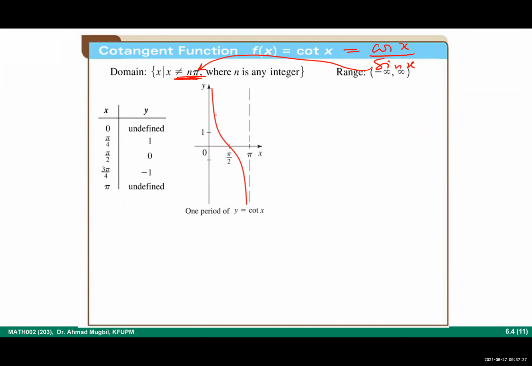And here we are. Look, it looks different. You need to distinguish between it and the graph of tangent. This is the graph of tangent. It was like this. This is pi over 2, and this is negative pi over 2.